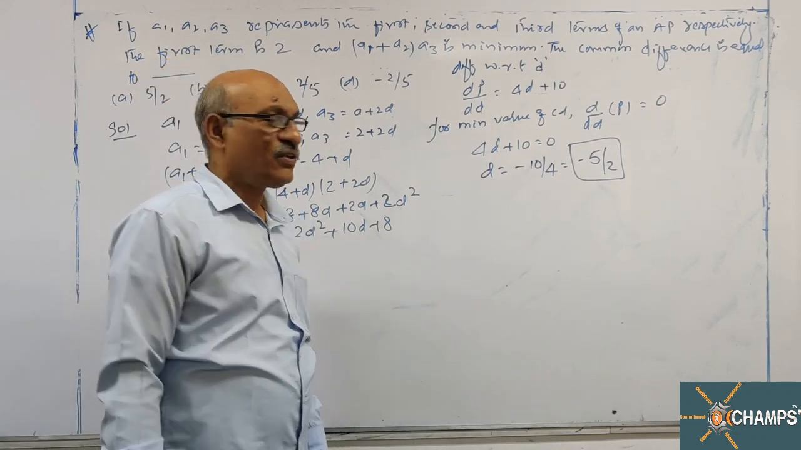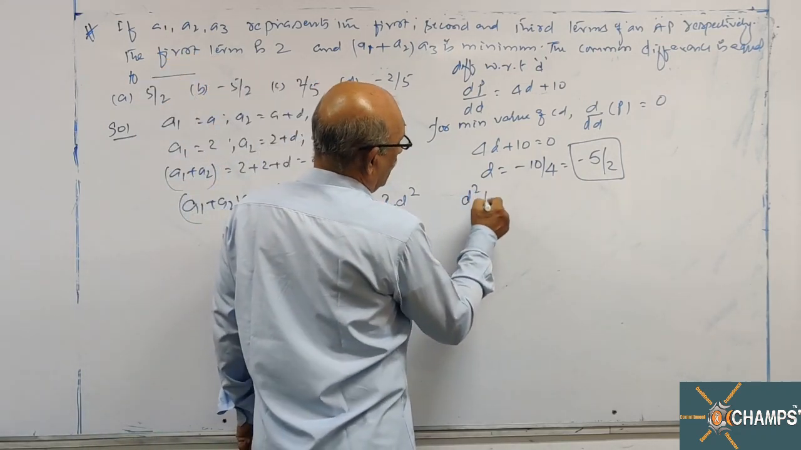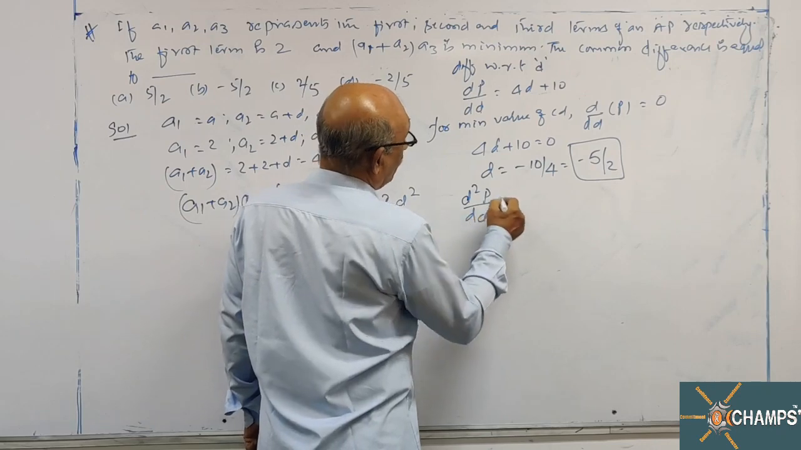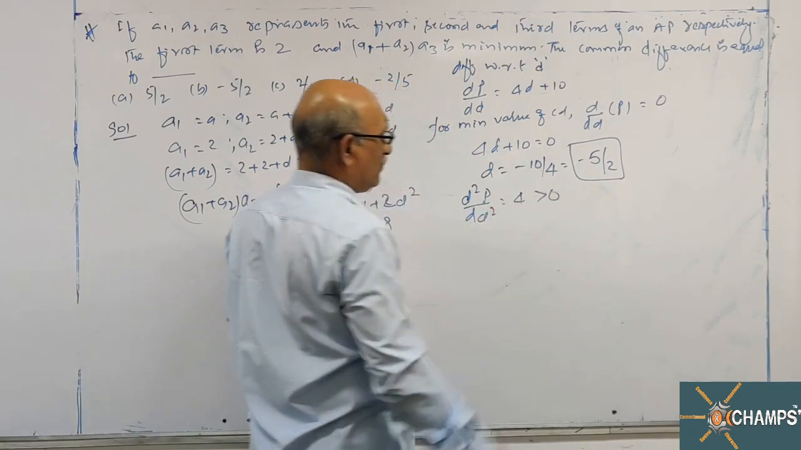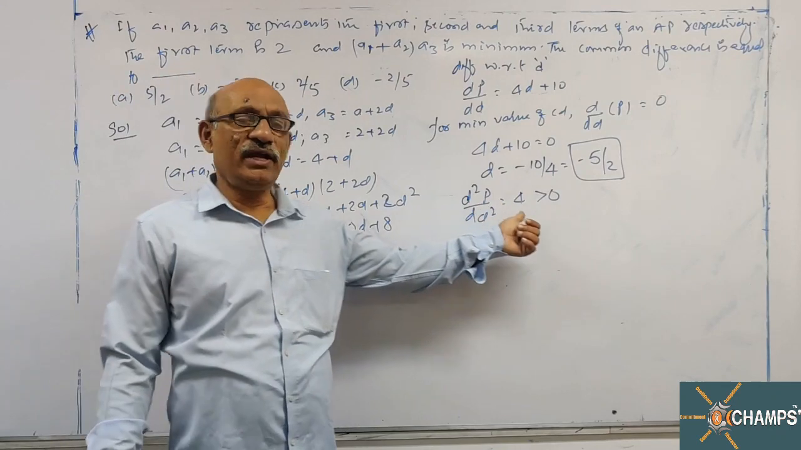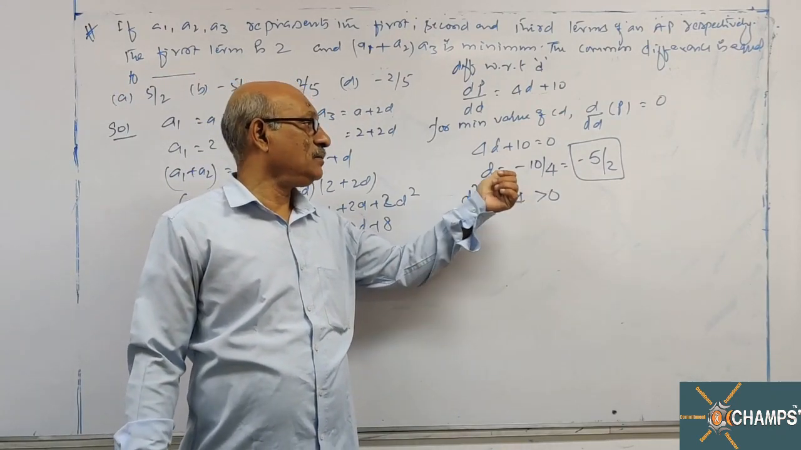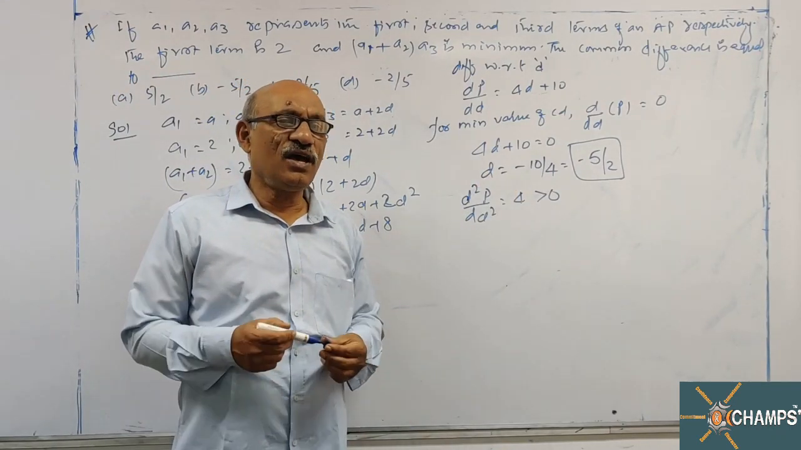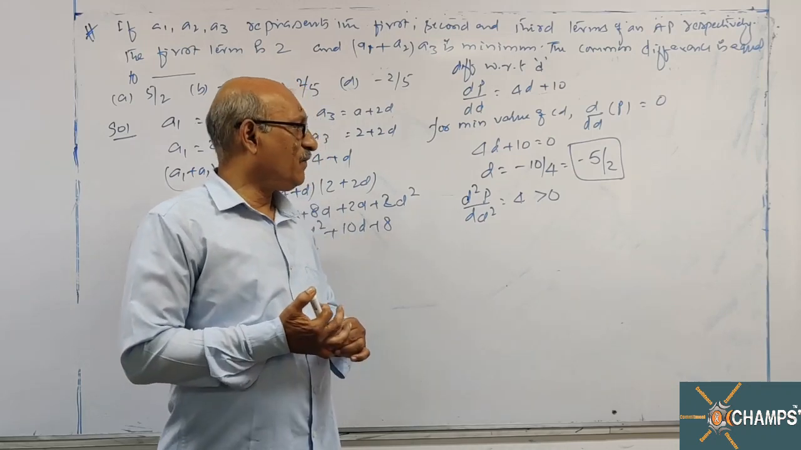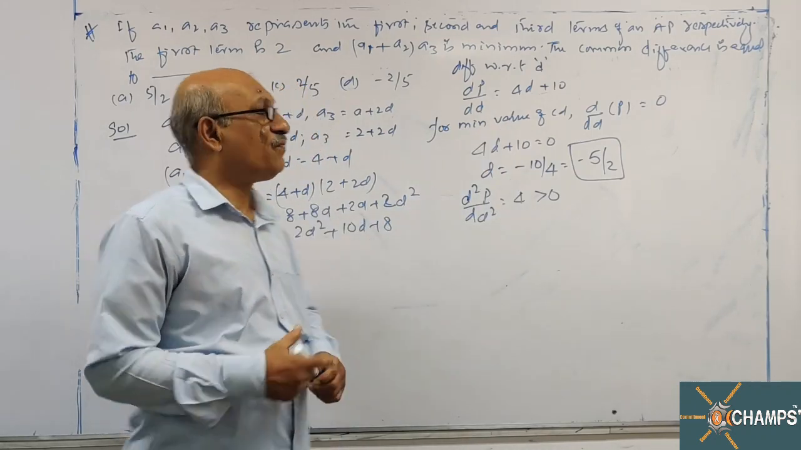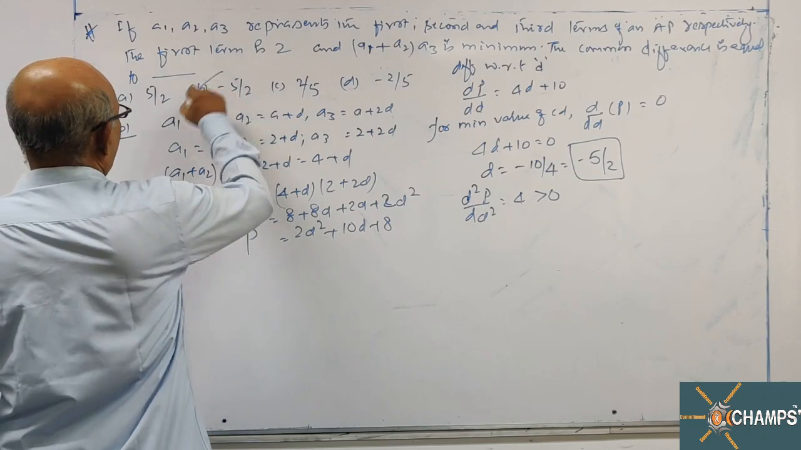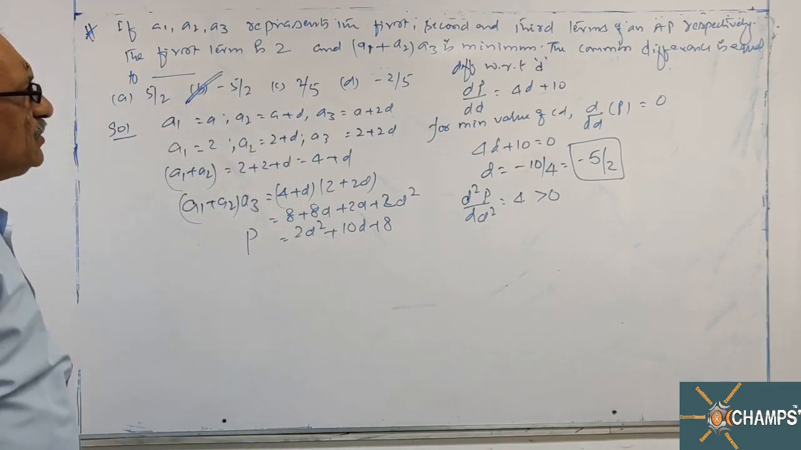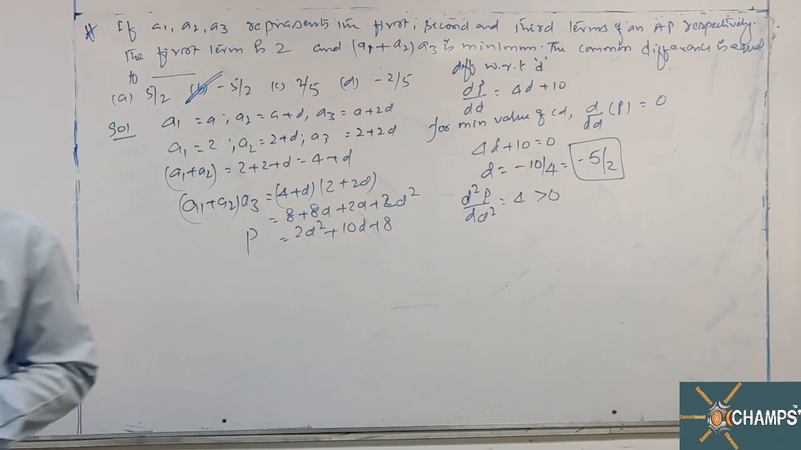If you want, you can go for second derivative also. d square P by dd square is equal to 4, which is greater than 0. Second derivative value is greater than 0. Therefore, the function is having a minimum value. Therefore, common difference is equal to minus 5 by 2. Option B is the answer to the given question.